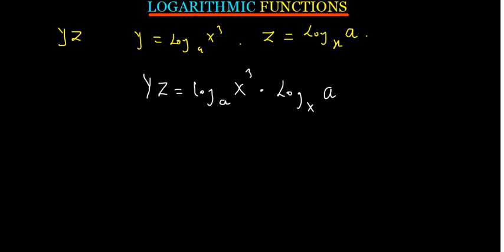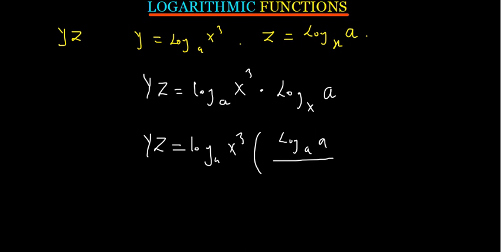So from the properties of logarithms which we know, I can bring this 3 in front, isn't it? Now before then we can see that these are of different bases. Let me convert the other one to the same base. So this will be yz is equal to log in base a of x to the power 3 multiplied by log in base a of a divided by log in base a of x. Just change the base and maintain this term.